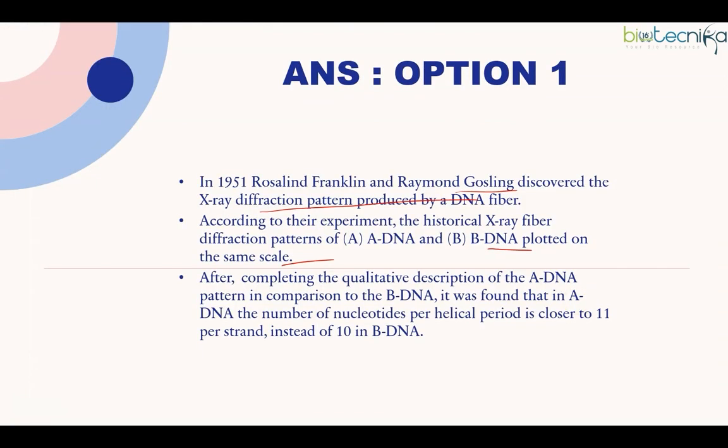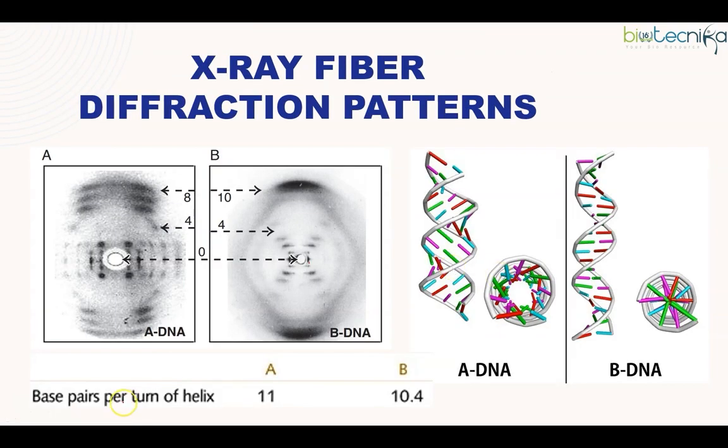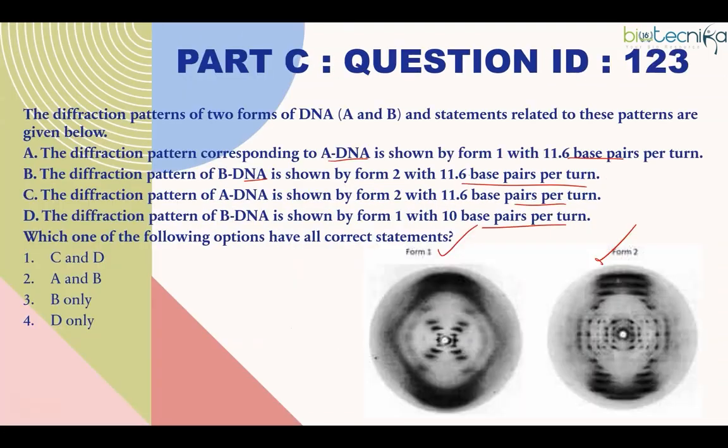So if we compare, after completing the qualitative description of the A DNA pattern, it was found that in A DNA, the number of nucleotides per helical period is around 11 bases per strand instead of 10, which is in B DNA. So B DNA base pairs per turn of helix. In one turn, how many bases are there? For B DNA, it is around 10.4, and for A DNA, it is around 11. Since it is compressed, more nucleotides will be accommodated in one turn. So according to that, yes.